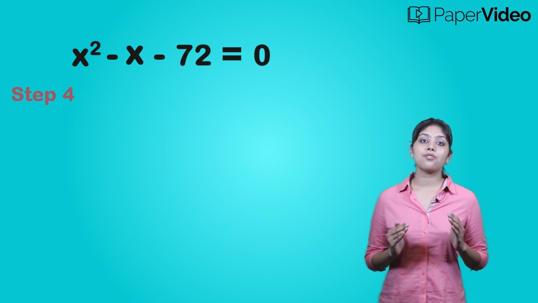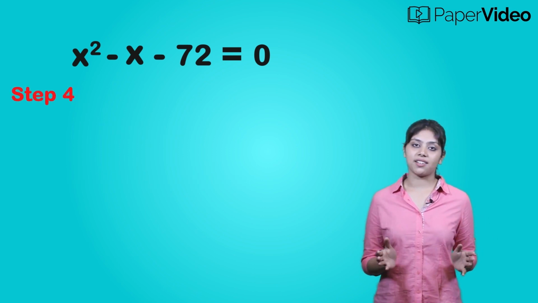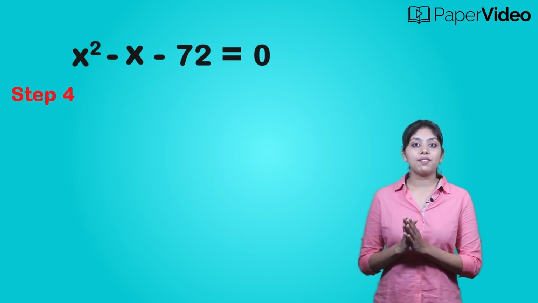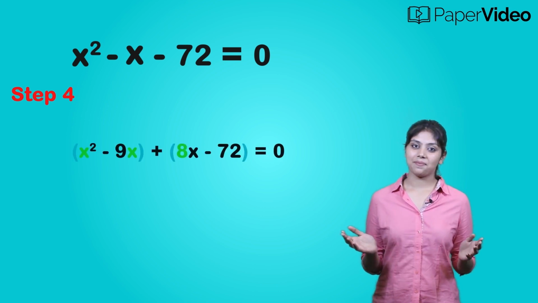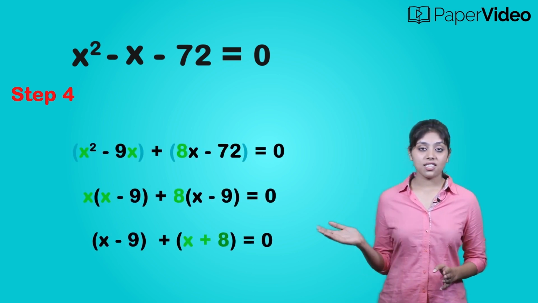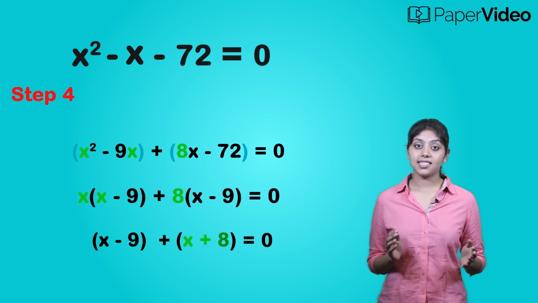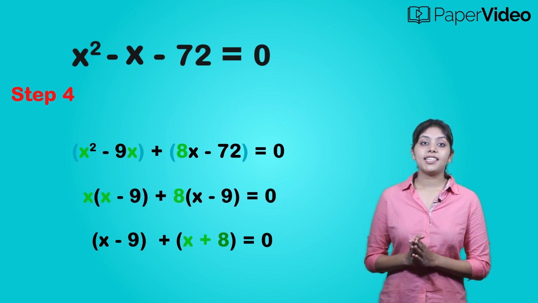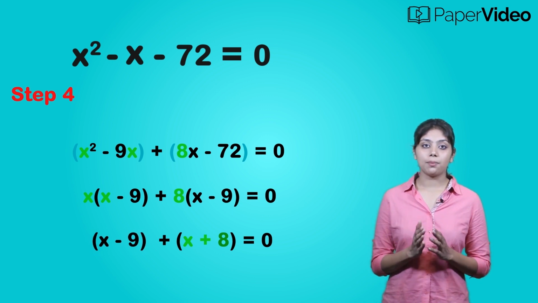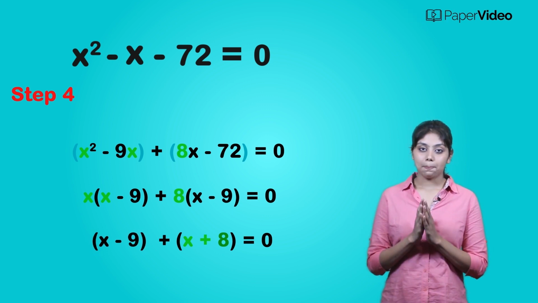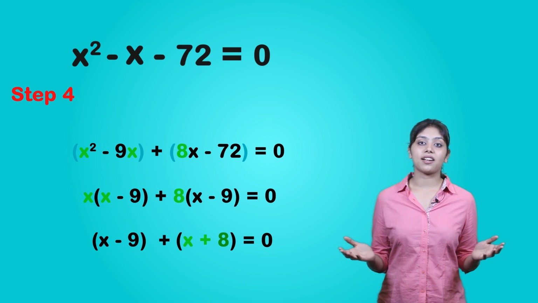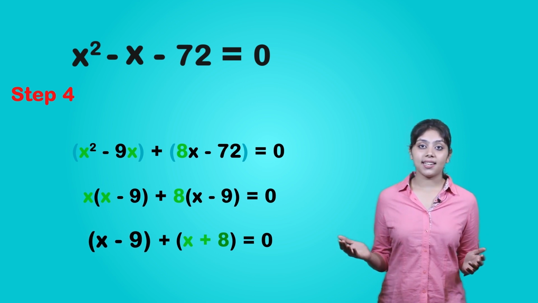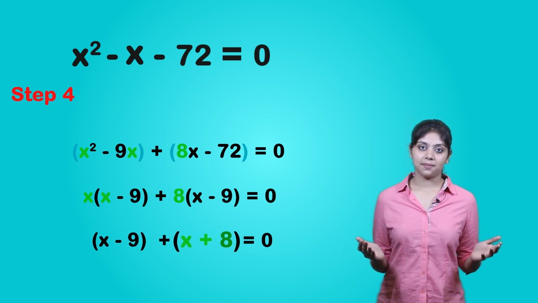The last step is to form two groups and factorize. So, we will form two groups like this. Now, we will take x common from the first group and 8 common from the second group. Now, we will take x minus 9 common from both the groups. By doing this, we get two factors, that is x minus 9 and x plus 8.